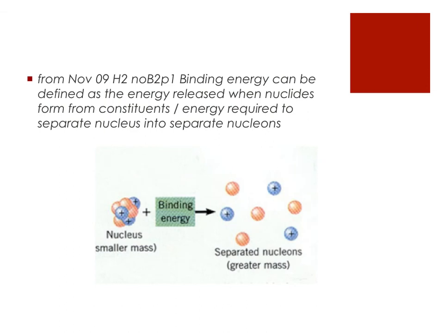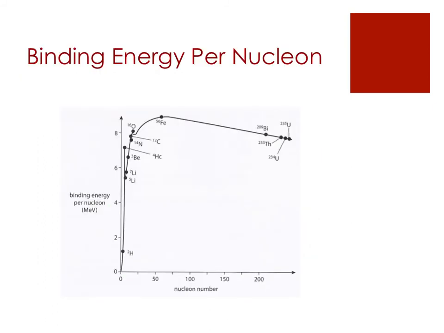So let's take a look. This was a definition from back in 2009. Binding energy can be defined as the energy released when the nuclides form from constituents, or the energy required to separate a nucleus into its separate nucleons. I really want to point out one thing. In the November 2020 paper, you needed to be more specific than saying constituents. You could either say nucleons, or you could say protons and neutrons.